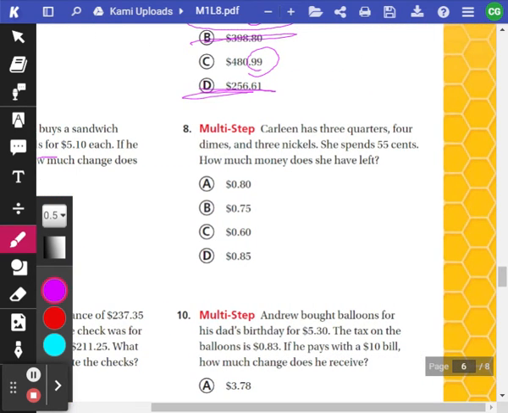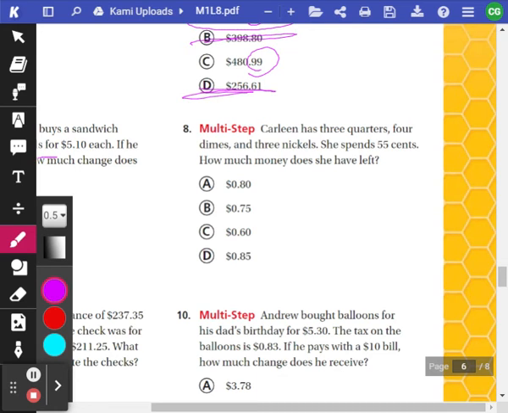Carolyn has 3 quarters, 4 dimes, and 3 nickels. She spends 55 cents. How much money does she have left? This is fun. So she has 3 quarters. I know that's equal to 75 cents. And she has 4 dimes. That's 40 cents. And she has 3 nickels. That's 15 cents. And she spends 55.